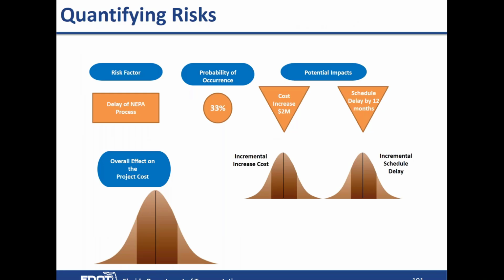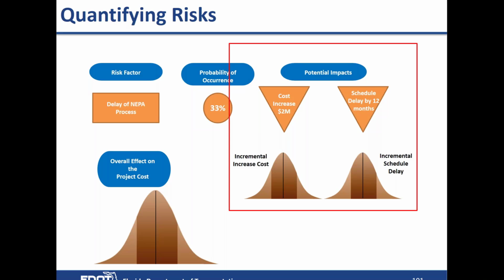So how does this work? Well, the team will identify a risk factor, identify risks. In this case, it could be a delay of the NEPA process. They'll determine what's the likelihood of that going to happen. Is it a 1 in 3 chance, which in this case, that's what they determined. And then if it does happen, what are the potential impacts? So in this case, it's going to increase the cost by $2 million and it's going to delay the schedule by 12 months.